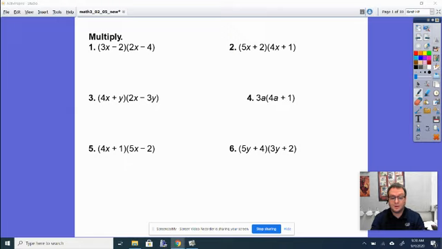Hey everybody, we're going to be doing 2.5 today. This is again a lot of the same that we did before. We're going to be looking specifically at quadratics today.